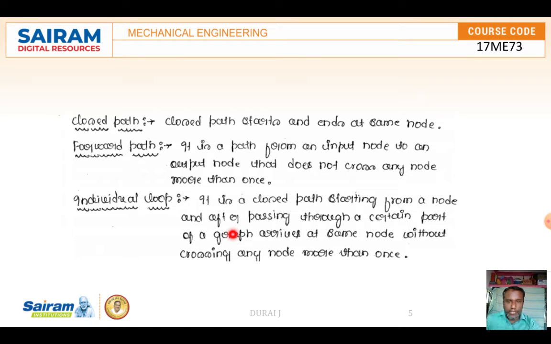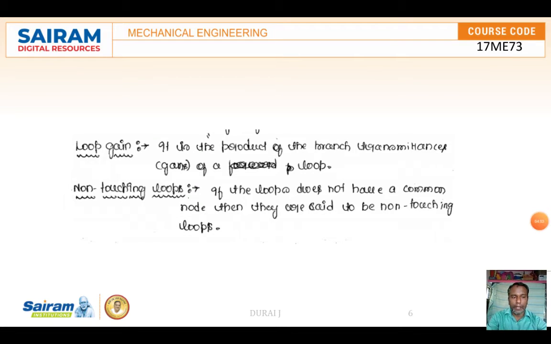Individual loop: it is a closed path starting from a node, and after passing through a certain path, the graph arrives at the same node without crossing any node more than once. So an individual loop starts at a node and ends at the same node. Then comes the loop gain. It is the product of the branch transmittances of a loop. That means the overall gain of the particular loop. So that is called loop gain.